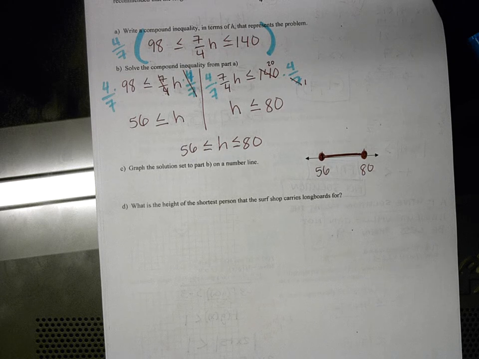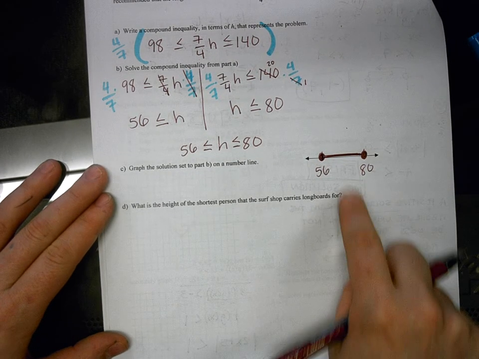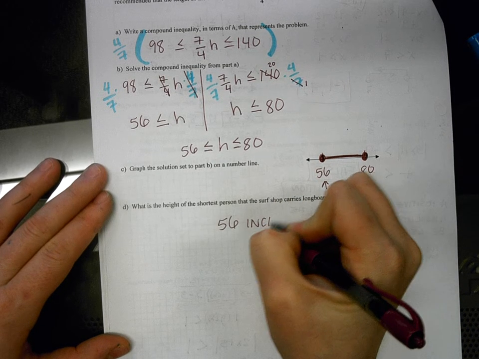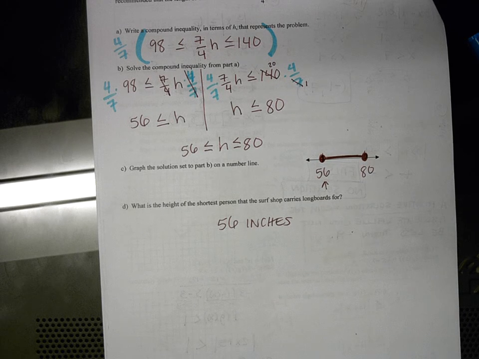What is the height of the shortest person that the surf shop carries longboards for? 56 inches. So that'll help you on your homework if you're needing extra help there.